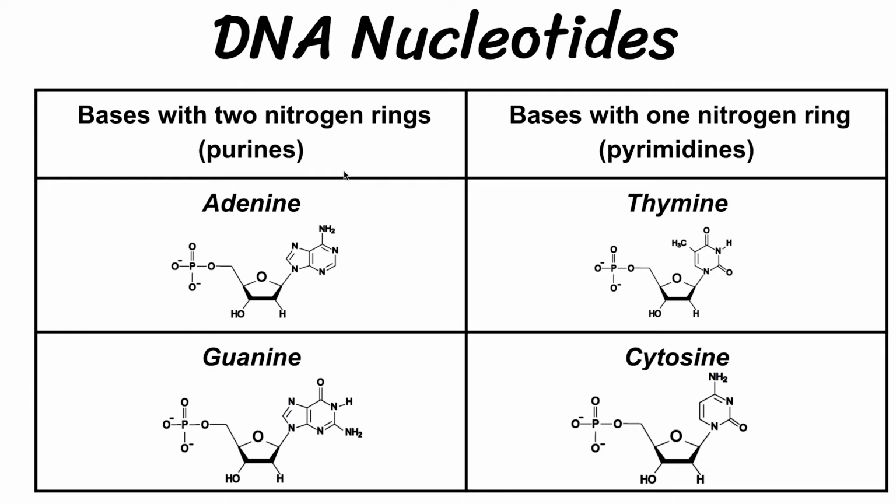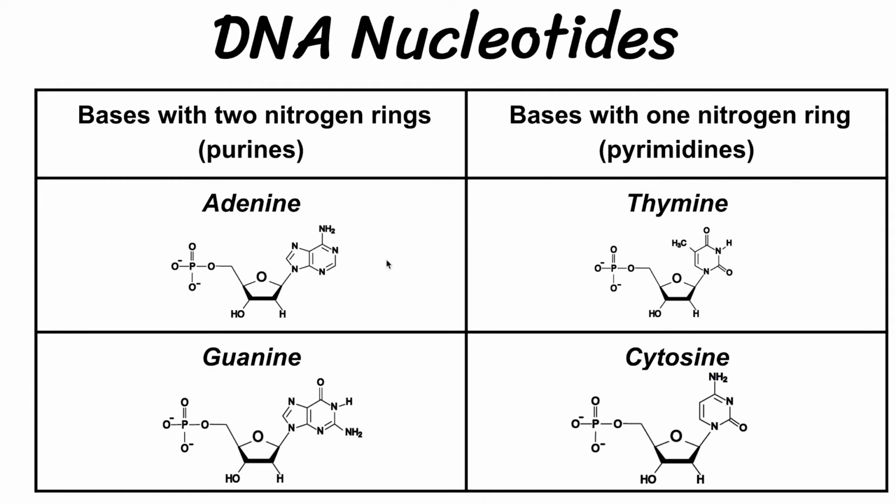These are called purines. These are called pyrimidines. The way that I've always taught my students to remember that is that purine has 2 syllables and therefore 2 nitrogen rings. That doesn't really work for pyrimidine, but there's nothing with 3 rings, so just remember 2 syllables, 2 nitrogen rings.